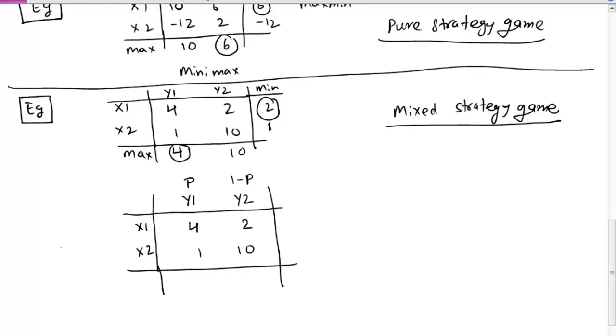And similarly for player X, let's say the first strategy is used Q times, or the proportion is Q, and 1 minus Q for the second one. So the expected gain will be 4 times Q, so we multiply 4 and Q. So basically we are taking a weighted average, using the weights as the proportion of times each payoff will occur. So 1 times 1 minus Q. Similarly 2 times Q for this one, plus 10 times 1 minus Q.